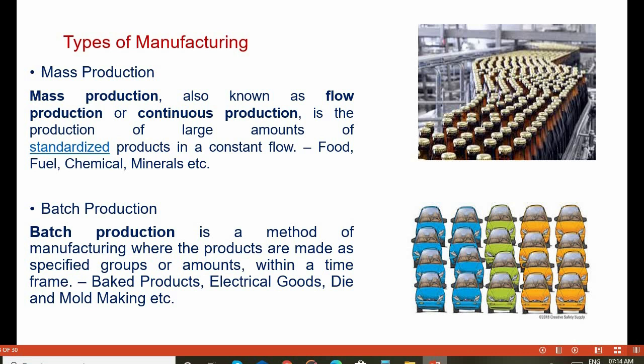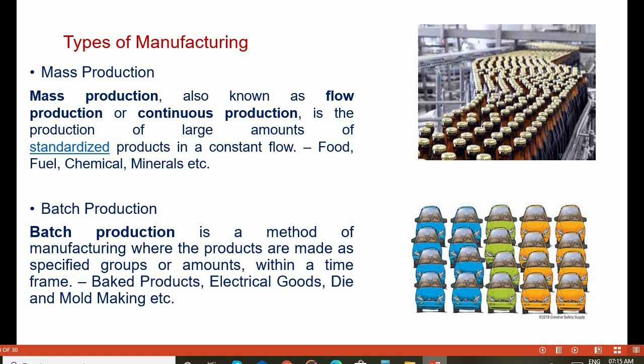What are the different types of manufacturing? Such as mass production, batch production, job production and project based productions. We will see one by one. Mass production. Mass production is also known as flow production or continuous production. A large amount of standardized product produced in the industry at a constant rate is called mass production.